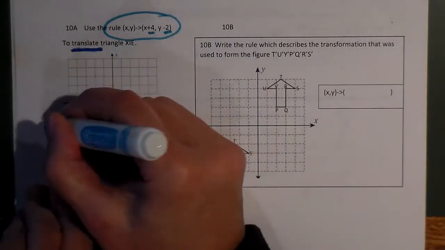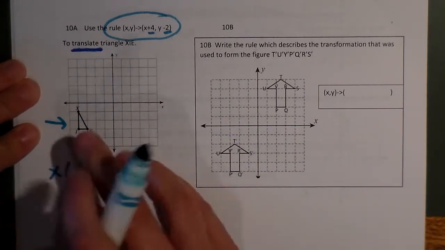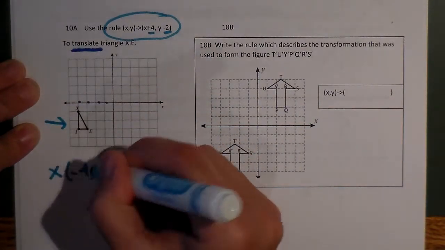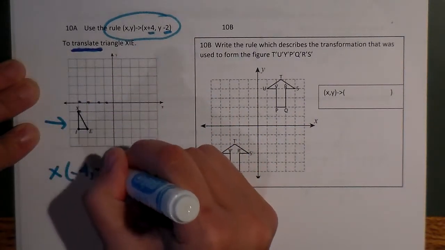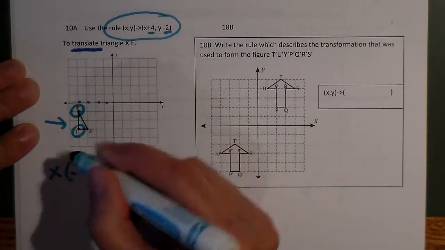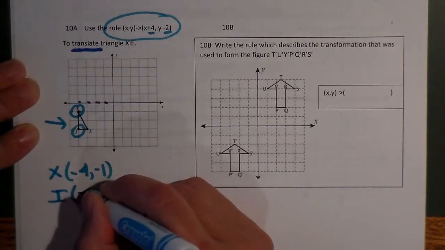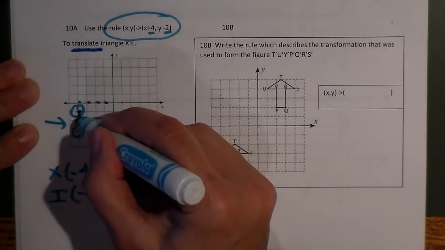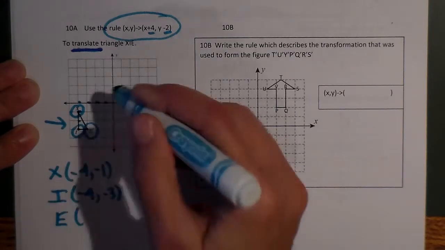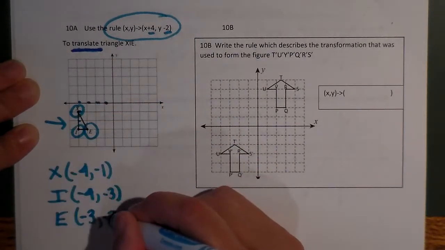So let's look at our original picture right here, and let's plot points. X is at 1, 2, 3, 4, -4 because I'm going to the left, and down 1, -1. Remember, all points are x, y. That's point X. Point I is located at 1, 2, 3, negative 4 over, down 1, 2, 3, negative 3. Point E is located at 1, 2, 3, 3 over, 1, 2, 3, 3 down.